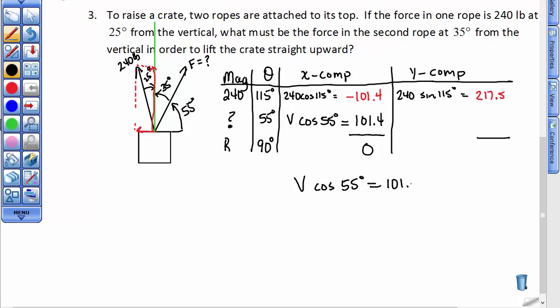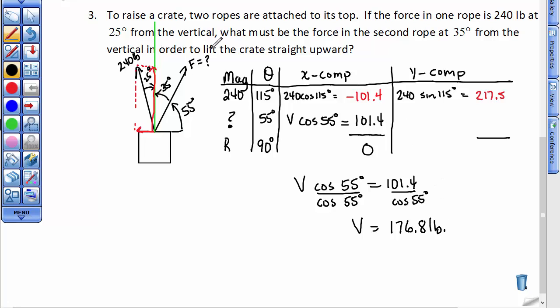So I have to take that 101.4 and divide it by the cosine of 55 degrees to find the magnitude of the vector, this force right here. How hard do I have to pull to make sure this thing only goes vertical? And 101 divided by the cosine of 55 is 176.8 pounds of force.